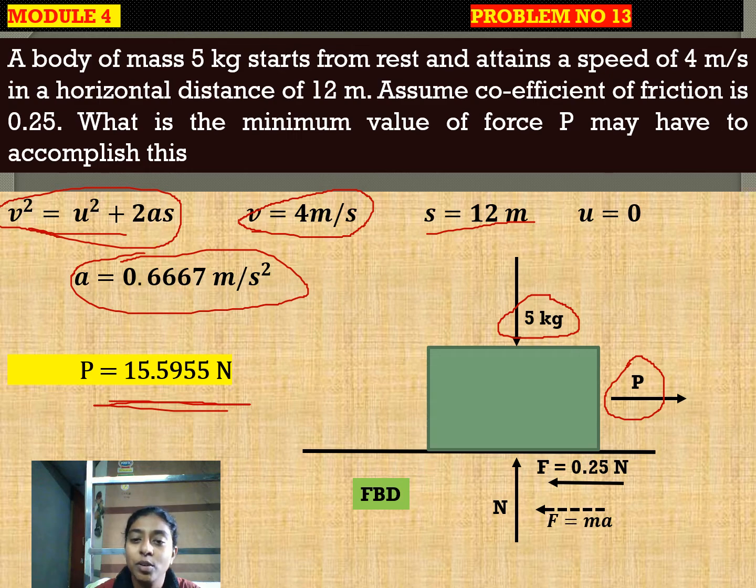So, in the free body diagram you can see there is a horizontal plane. We have a normal force, and a frictional force perpendicular to the normal force. We have the acceleration in the direction opposite to that of motion. P is taken in the rightward direction, and mass into acceleration is taken in the leftward direction.